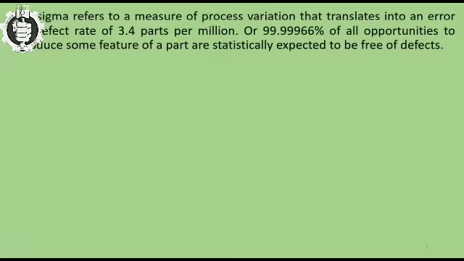Six Sigma refers to a measure of process variation that translates into an error or defect rate of 3.4 parts per million. A very low rate, which means 99.99966% of all opportunities to produce some feature of a part are statistically expected to be free of defects. Out of 1 million parts, 99.99966% must be free of defects.